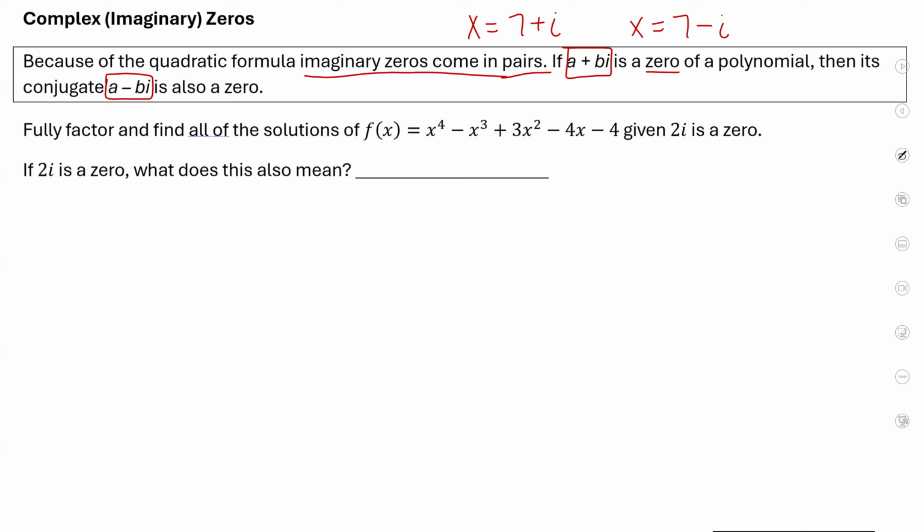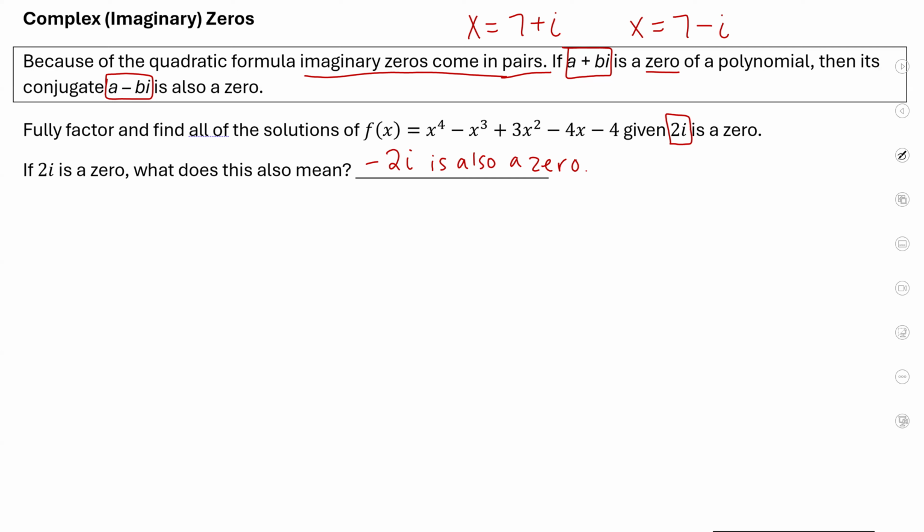So let's look at this example. We're given a polynomial and they tell us that 2i is a zero. What does this also mean? Exactly. Negative 2i is also a zero, because imaginary solutions always come in pairs.